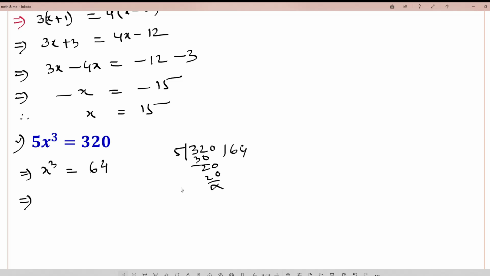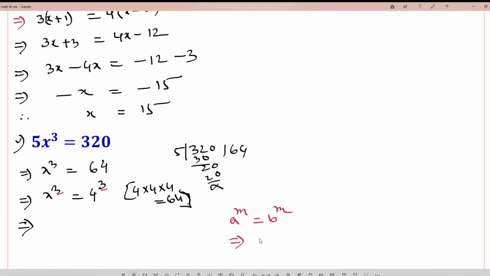What can we do? Look, 64, we can write as 4 to the power 3. How? We know 4 times 4 times 4 means 64. Okay, so look, here the power is the same, 3 and 3. We know a to the power m equals b to the power m means a equals b, because if the powers on both sides are the same, then the bases will be equal. So x equals 4.